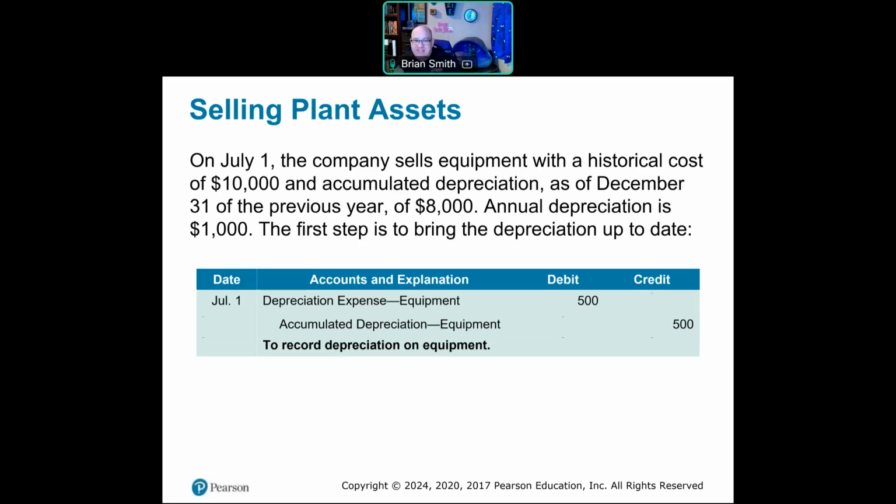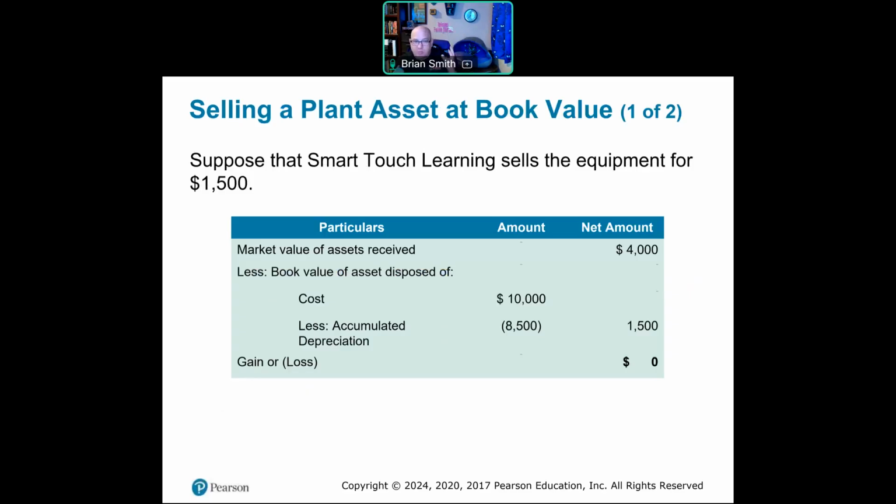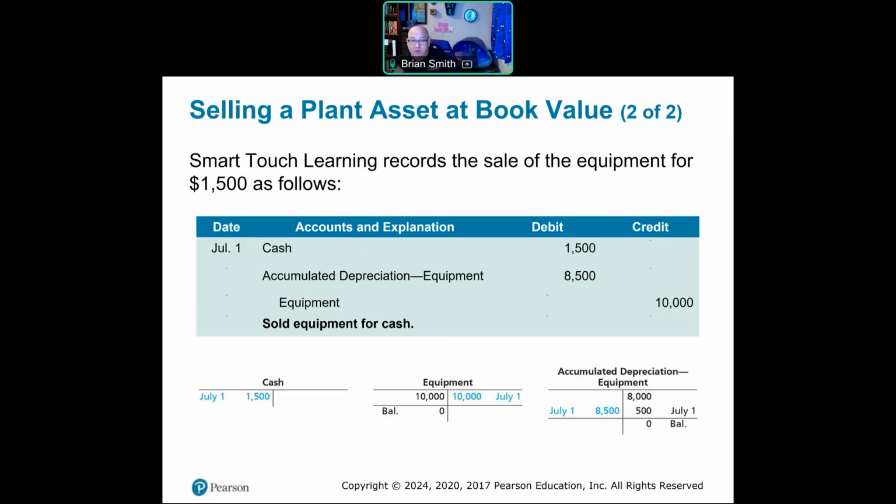So what happens if we sell it instead? Again, make sure we get all the depreciation up to date. And then when we sell it, it depends on what we get for it. In this case, it's valued at $1,500 on our books. If we sell it for $1,500, it's a wash. And this is the example: we sell for 1,500 right here. It's just a wash. We don't have a gain or a loss. We just sold it for what it was worth.